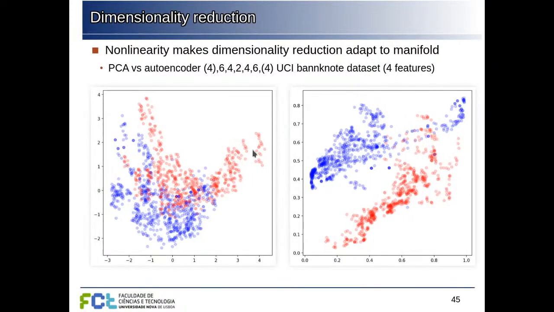autoencoders. So consider, for example, this data set, the banknote data set, which you're going to use in the exercise today. We have a four-dimensional data set. If we try to reduce that to 2 dimensions with PCA, we still get a very large overlap between the classes, and the representation doesn't seem to be very good.